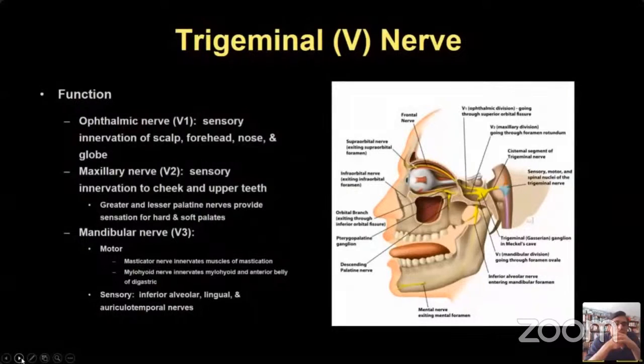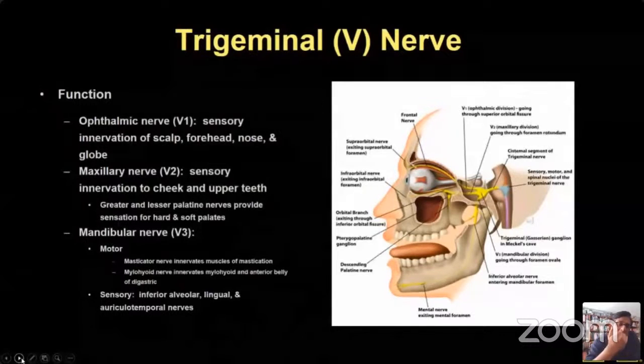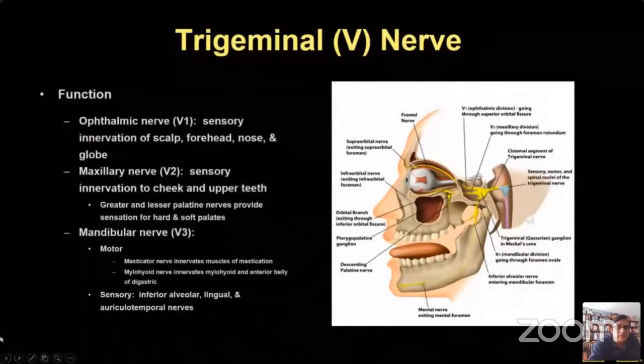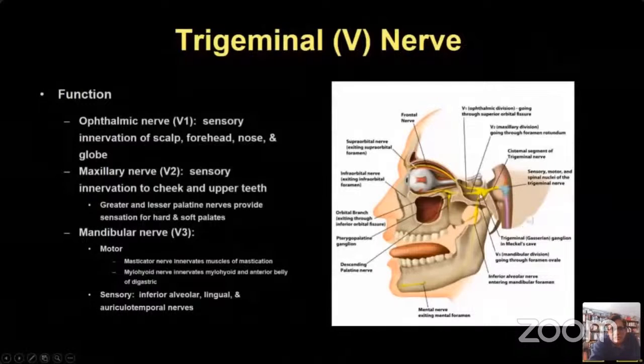The maxillary nerve actually is responsible for the sensory innervation of the cheek and the upper teeth. And it actually has the other nerves, the greater and lesser palatine nerves, so it goes into the palate, hard and soft palate. V3 is the mandibular nerve, and you can see them.